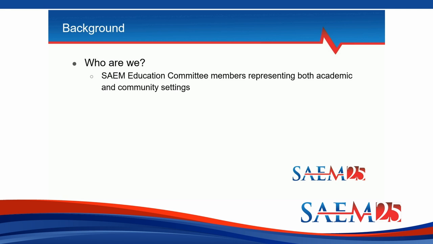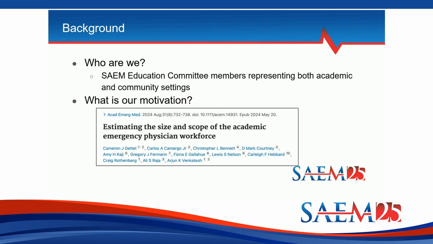And when we were thinking about the motivation of our curriculum, there was a recent paper in Academic Emergency Medicine titled Estimating the Size and Scope of the Academic Emergency Physician Workforce. And it's quite interesting. They said that 40% of EM physicians work in at least one facility that trains residents, right? So we think about educators being this small percentage of EM physicians, but really it's almost half, right?